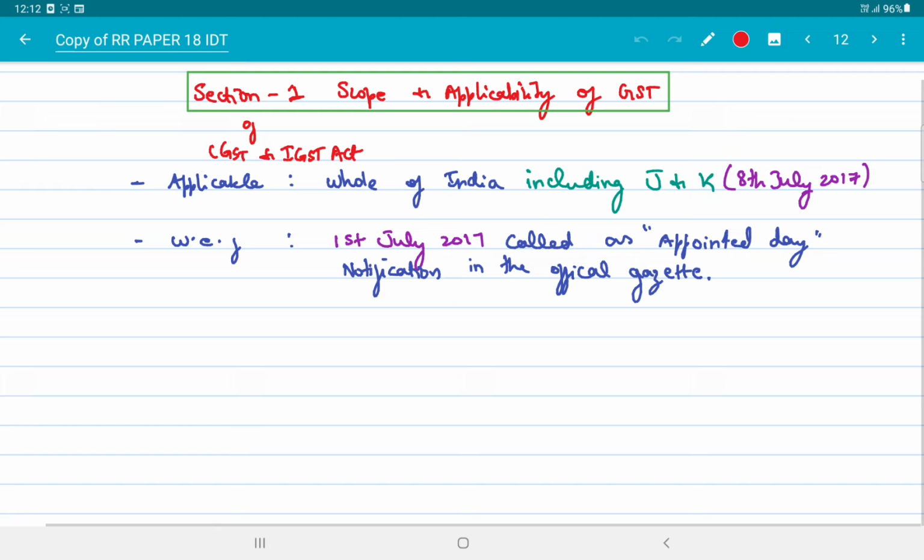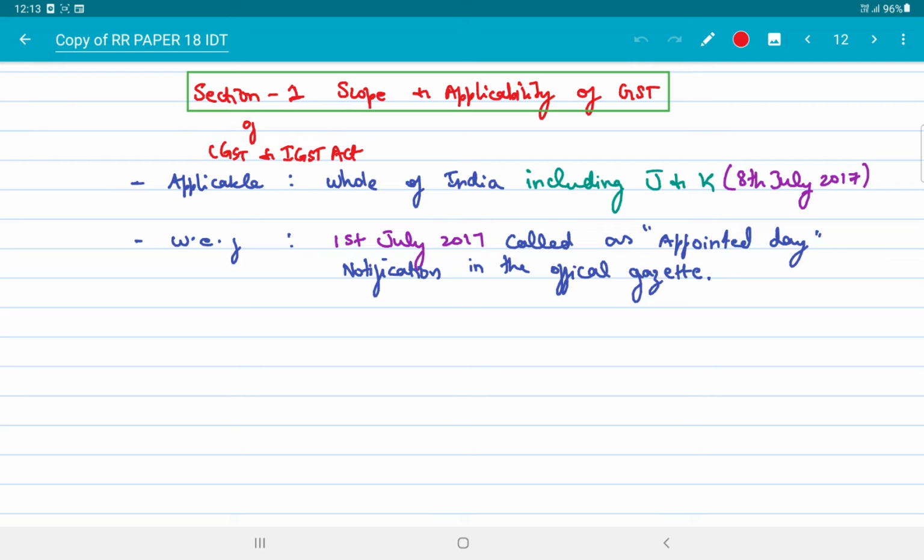Today we are going to start with section 1 and then section 2. Section 1 is about the scope and applicability of GST, and section 2 is the definitions. Not all definitions can be covered at one stroke because there are many definitions. As and when required, we will refer to them, but as of today we are going to cover some important definitions. So section 1, scope and applicability of GST.